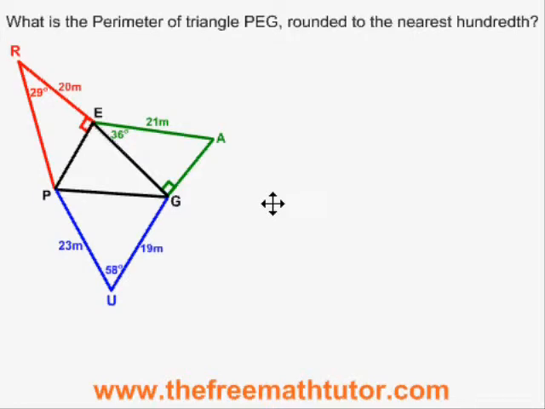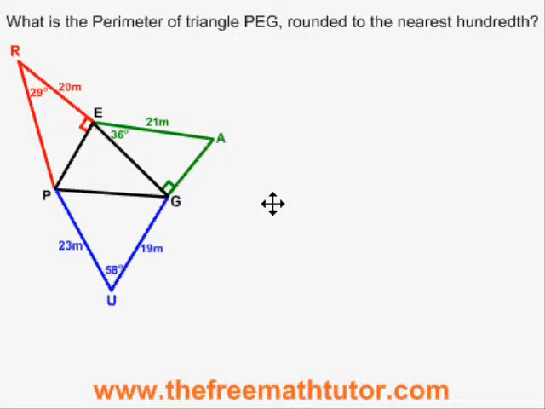This video is an example of a multiple-step trigonometry problem where we are being asked to use any of the 5 basic trig formulas. What is the perimeter of triangle PEG rounded to the nearest hundredth?